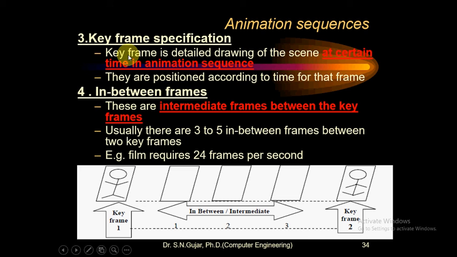And then keyframe specification. Keyframes are detailed drawings of the scenes at certain times in the animation sequence. They are positioned according to the time of the frame, and in between them you can add in-between frames. These are the intermediate frames between the keyframes. Usually you can add 3 to 5 in-between frames. A film requires 24 frames per second. Now this completes our computer animation.